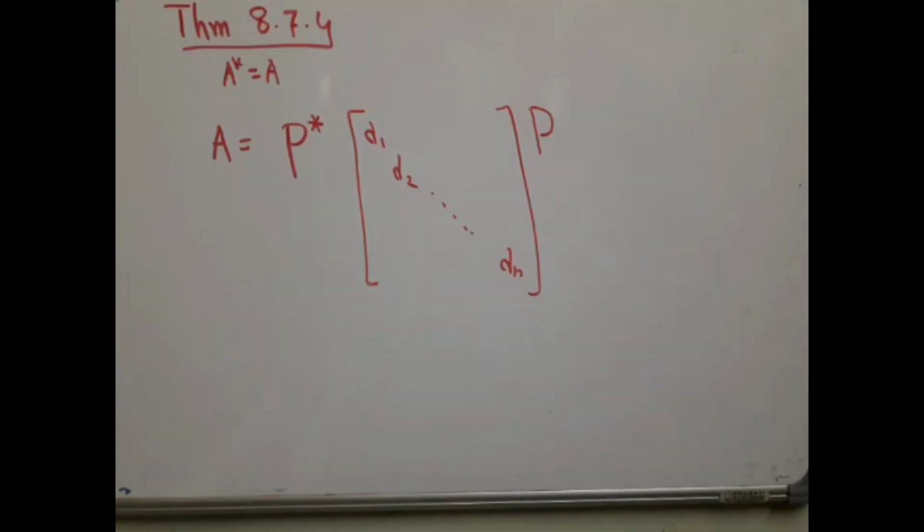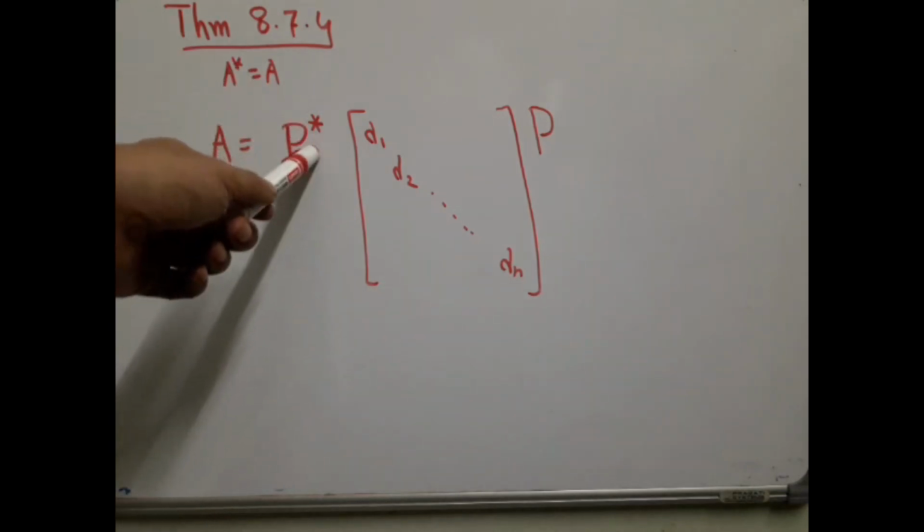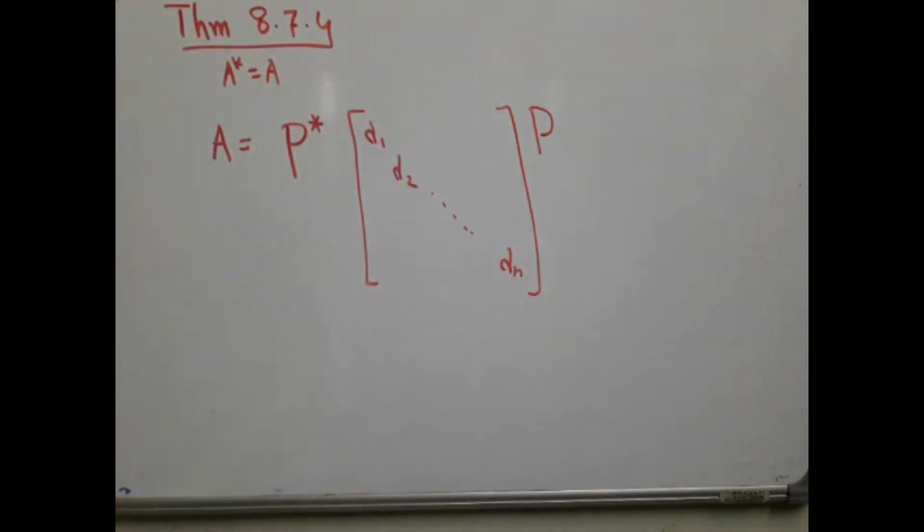Now theorem 8.7.4 is a bloated version of the spectral representation of complex Hermitian matrices. There is no new content in it, just a minor variation written out in a very bloated way. So if A star equals A, then I already know that I can write it as P star times a diagonal matrix times P.